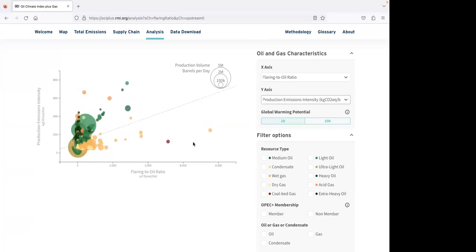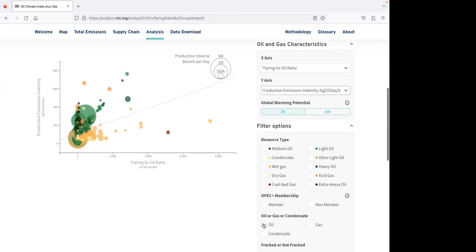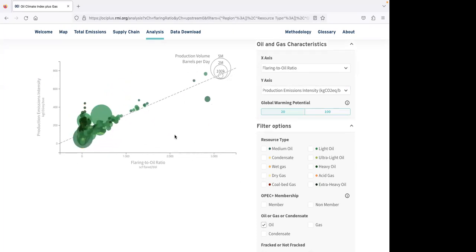Initially, you don't see a trend when viewing all the oil and gas plotted. However, if we down select to only include oils, a clear trend emerges. The higher the flaring to oil ratio, the higher the production emissions intensity. This is because flaring is more of an oil problem.